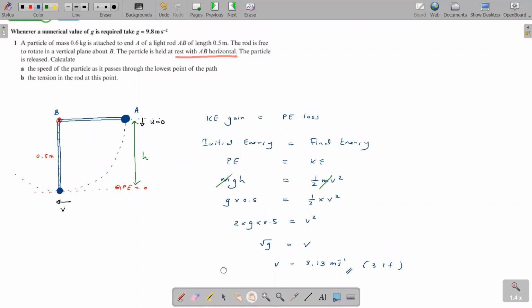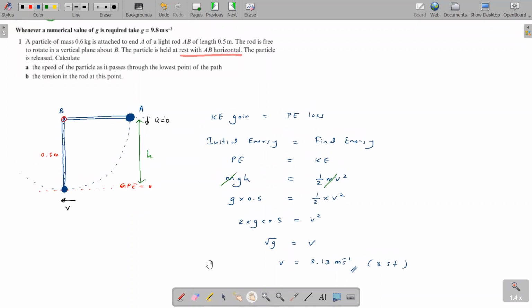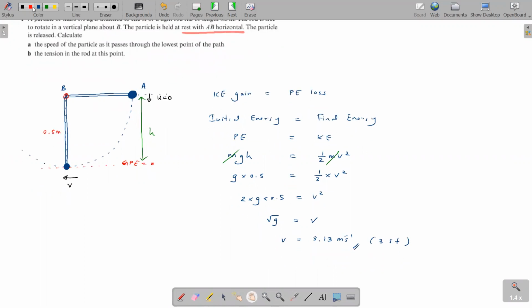Then the next one, part B: the tension in the rod at this point. They're asking you to find the tension in the rod at this point. At this point means the lowest point. So at the lowest point, what's the tension? How do you find the tension? As I told you, there are only two principles: you use conservation of energy and you use F equals ma towards the center. So at the lowest point, we will now be considering F equals ma.